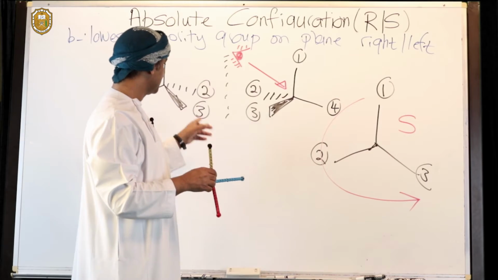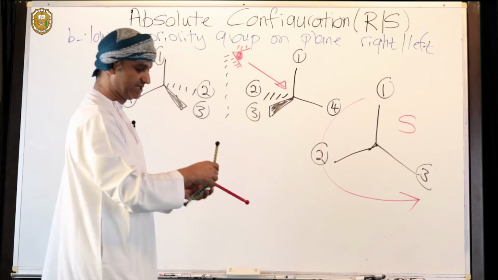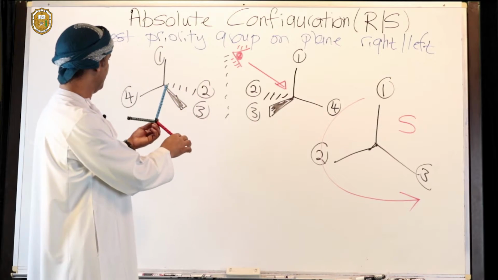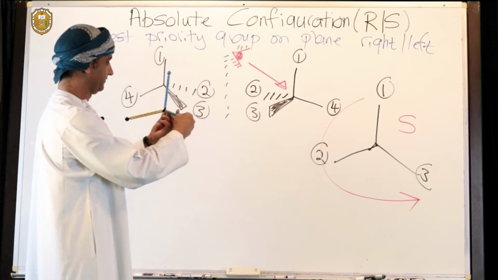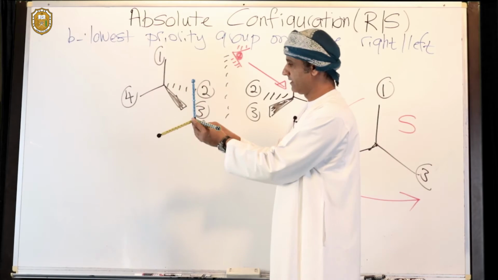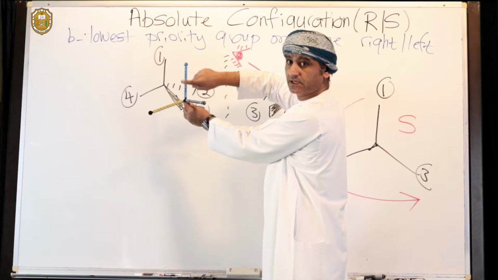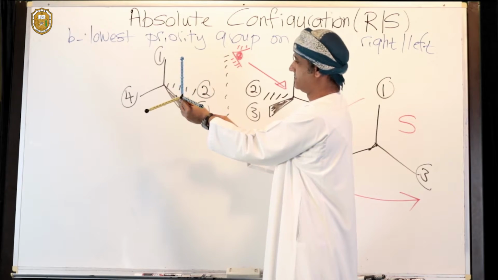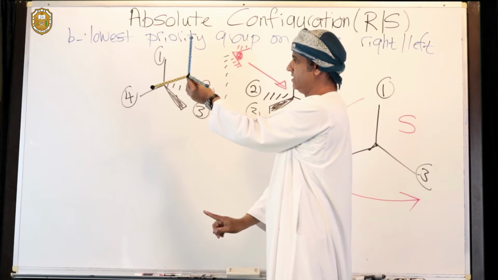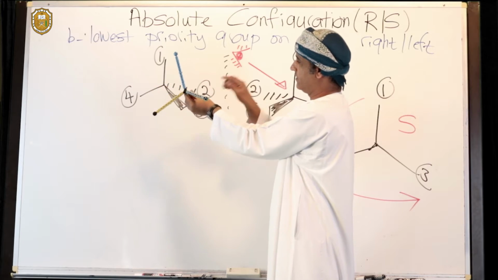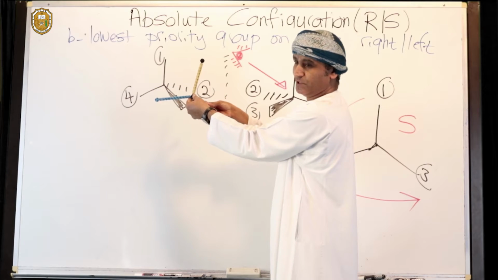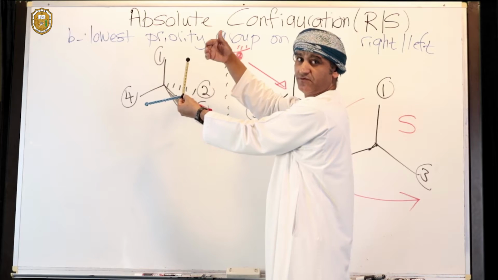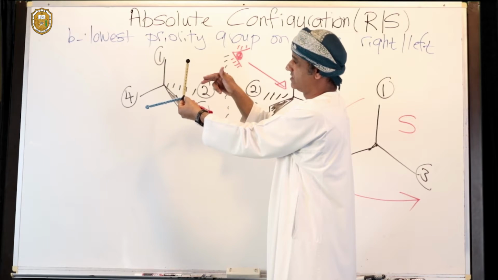If you do the same exercise here, now this is the other enantiomer. So this is group number 1. That's group number 4, and this is 3, and this is 2. So again, we need to look at the molecule. If we consider blue to be number 4, then we need to look at the molecule so that the lowest priority group is away from us as viewers, if you like, or opposite to 4.